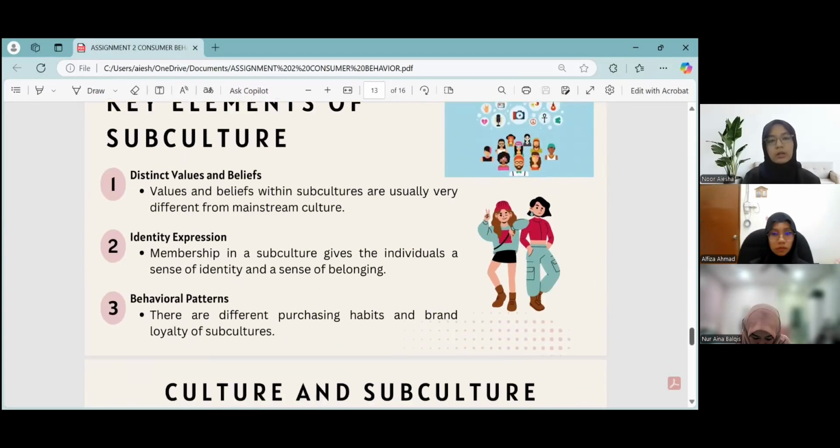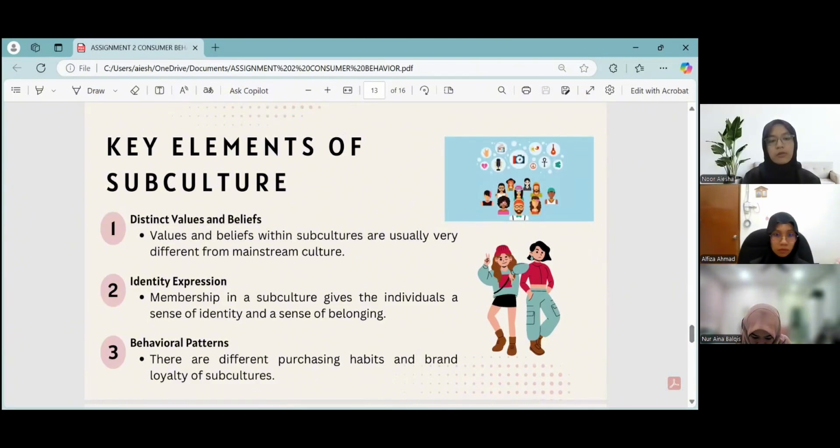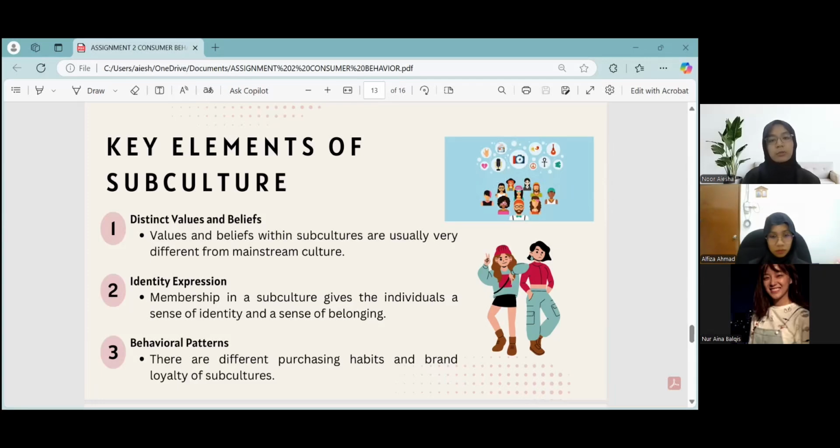Next is the key elements of subculture. First is values and beliefs. Subcultures often have unique preferences that differ from mainstream culture, influencing the product choices. For example, eco-consciousness. Next is identity and passion. The membership in subculture provides a sense of belonging, often expressed through products or behavior. For example, clothing style related to rock.